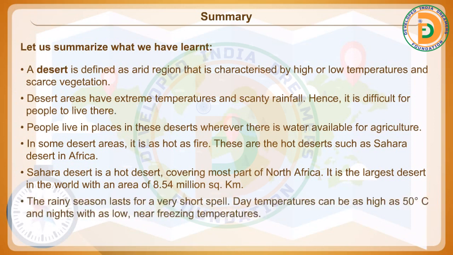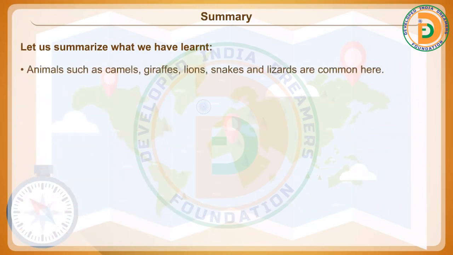The rainy season lasts for a very short spell. Day temperatures can be as high as 50 degrees Celsius and nights are as low as near freezing temperatures. It is rich in oil, iron and other mineral resources. Animals such as camels, giraffes, lions, snakes and lizards are common here.